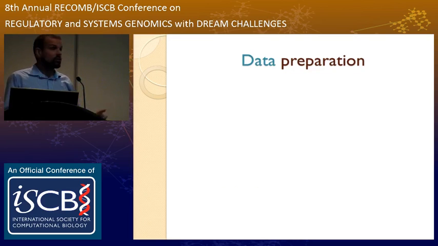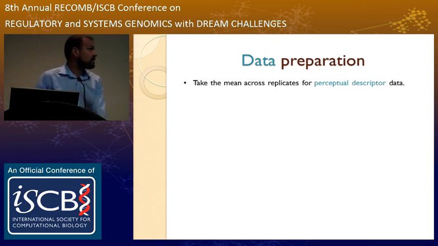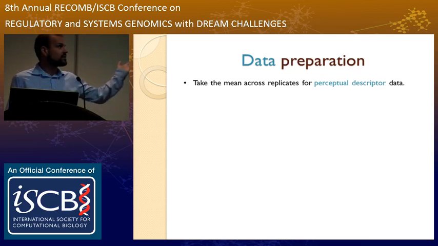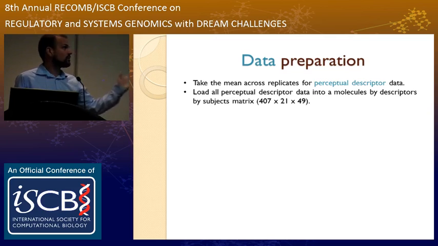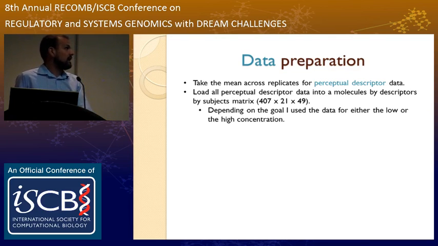And for the perceptual data, there was taking the mean across replicates, because this is trying to predict the mean and the standard deviation. You get this sort of 3-dimensional matrix of molecules by descriptors by subjects. And depending on the goal, whether it's trying to predict intensity or one of the other things, I used either the high or the low concentration.